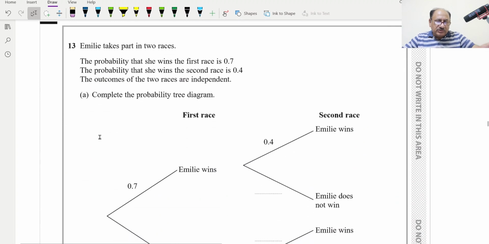Then we can move to question number 13. Question number 13 says Emily takes part in two races. The probability that she wins the first race is 0.7. The probability that she wins the second race is 0.4. And the outcomes of the two races are independent. So complete the probability tree diagram. We have to complete this tree diagram.